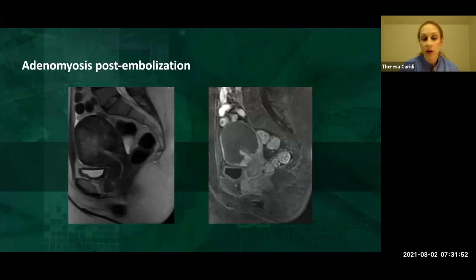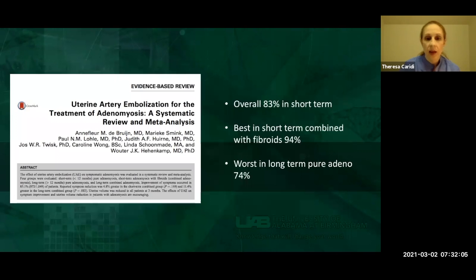And like I said before, often what we get with adenomyosis in terms of infarction on MRI afterwards is a heterogeneous pattern. It doesn't always look this severe. This happens to be one of my better cases. So regarding adenomyosis, how well do we do? We've talked about our efficacy in fibroid disease, but what about UAE for adeno?